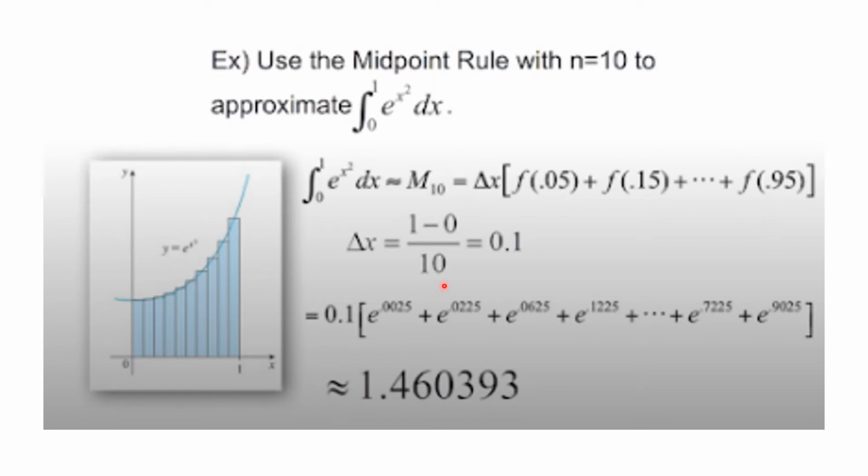So these are the midpoints, and with 10 rectangles, delta x is going to be 0.1, the base of each one. Now we evaluate delta x times this sum of values, and here I actually do the calculation. This is not the exact answer, because this is the value of the approximation. Since you can't come up with an exact answer anyway, we're plugging that into a calculator. It's quite a bit of work, but you care to get an answer, so this is 1.46, and so on, rounded off.